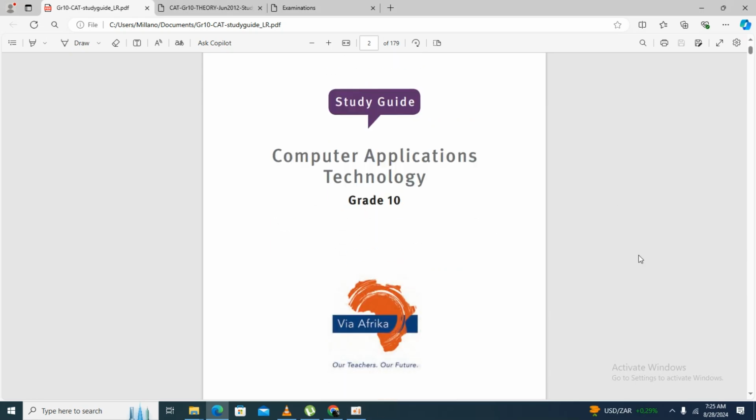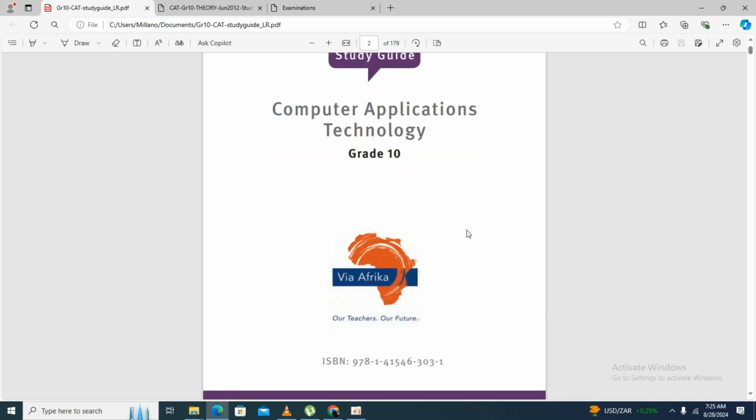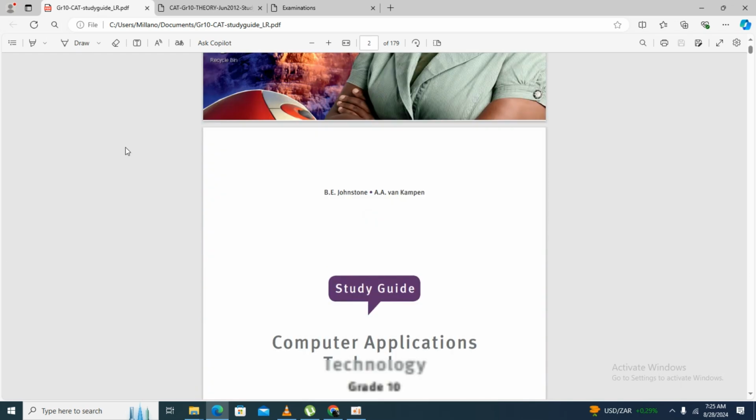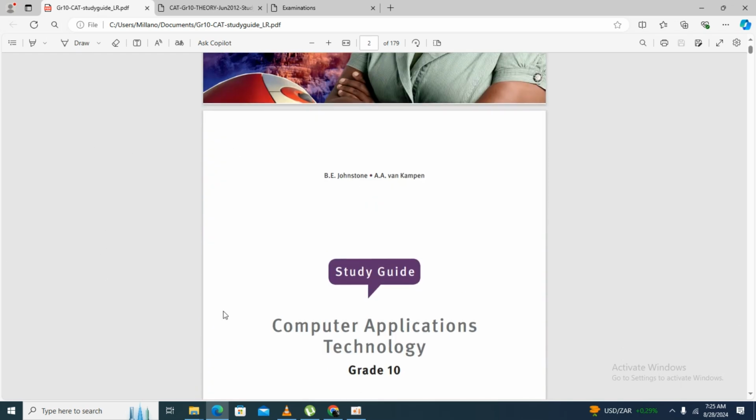So today I'll technically be giving you guys a blueprint as to how I got a distinction for CAT in grade 10 and how I consistently got sixes thereafter. I got consistent sixes and a lot of distinctions in theory, which is paper 1.